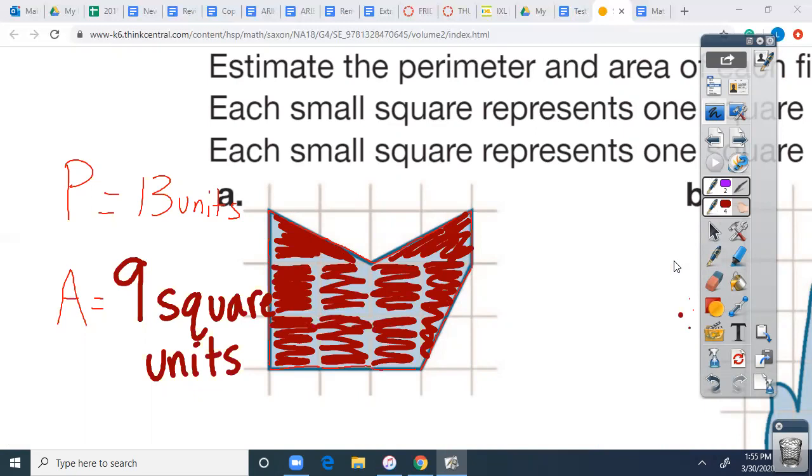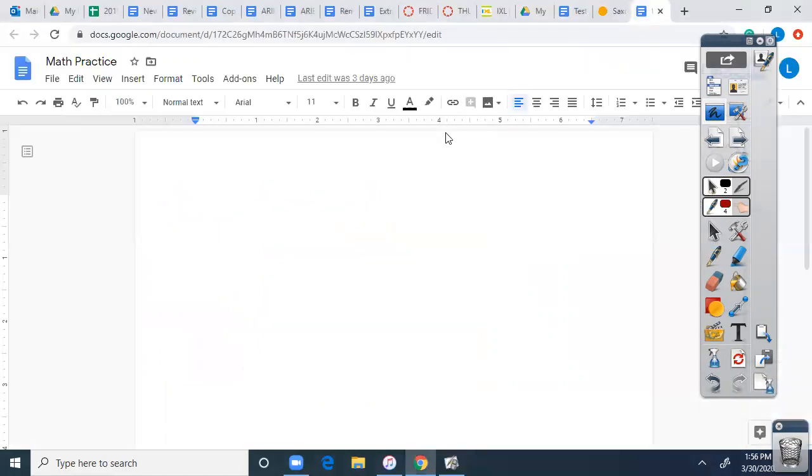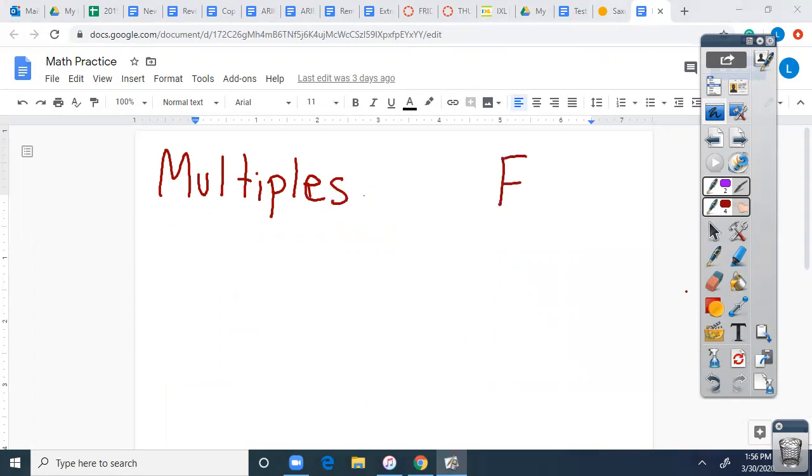Okay, we are going to just practice one more thing. We're going to go to just another document, and we're going to practice something that you'll see on your homework. You have 4 problems on your homework about multiples and factors. We talked a little bit about this, I think on Monday, about multiples and factors. You need to know the difference between the two, okay?